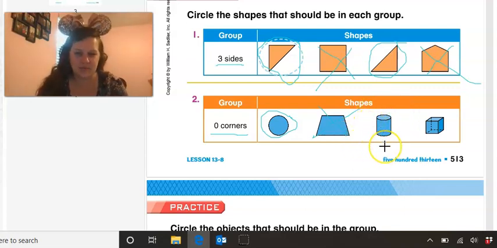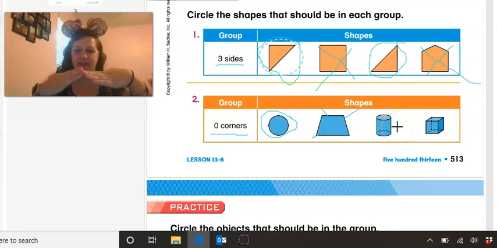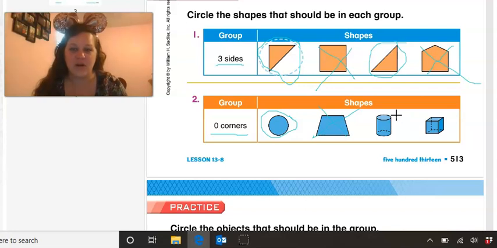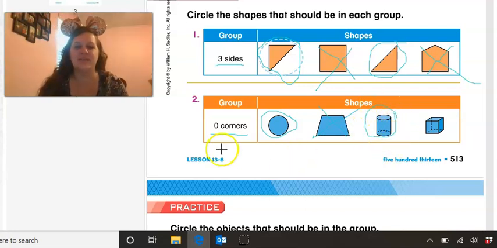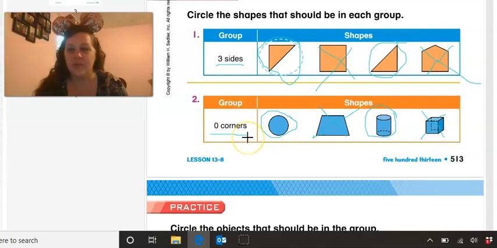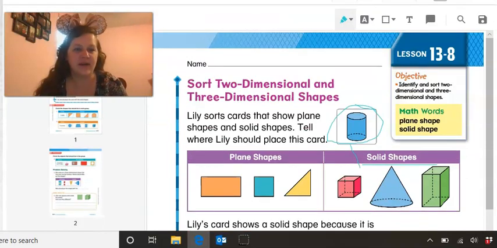How about our cylinder? Do you guys see any corners there? I see 2 flat surfaces and a curved surface, but I don't see any 2 straight lines connecting and joining and making a corner. So we're going to circle our cylinder because it does belong in our group of 0 corners. And then our last one is a cube. A cube, it has a lot of corners. Remember, it has 1, 2, 3, 4 on the top and 1, 2, 3, 4 on the bottom. It has 8 corners. It's not going to belong in our group of 0 corners. This should be pretty easy peasy for you guys today.